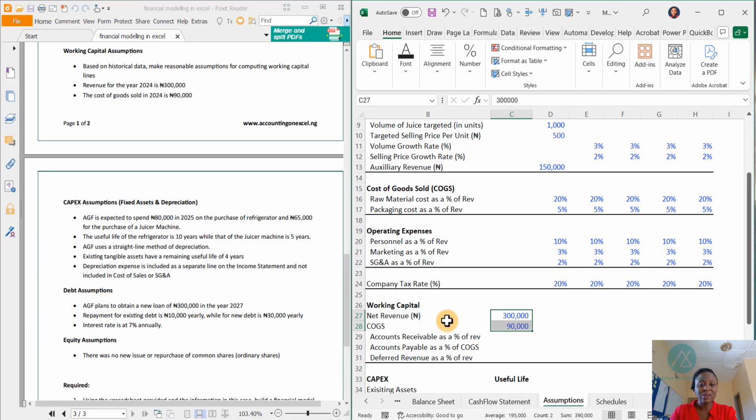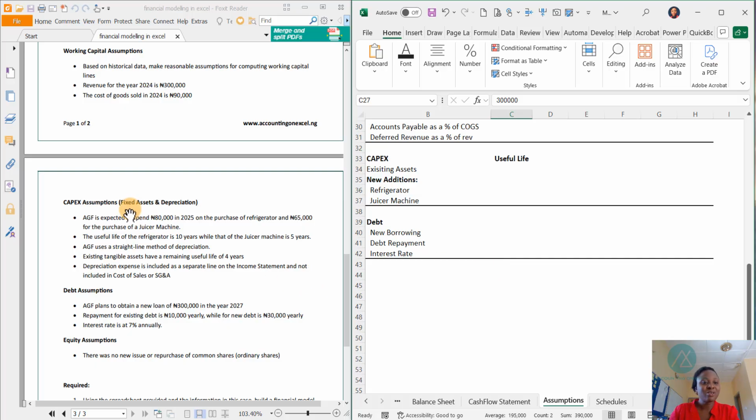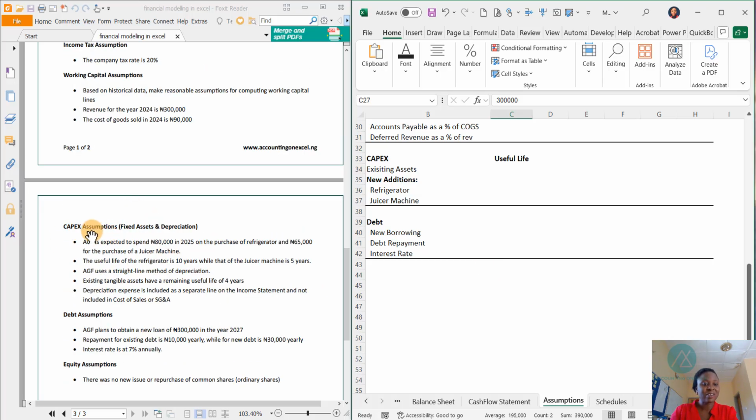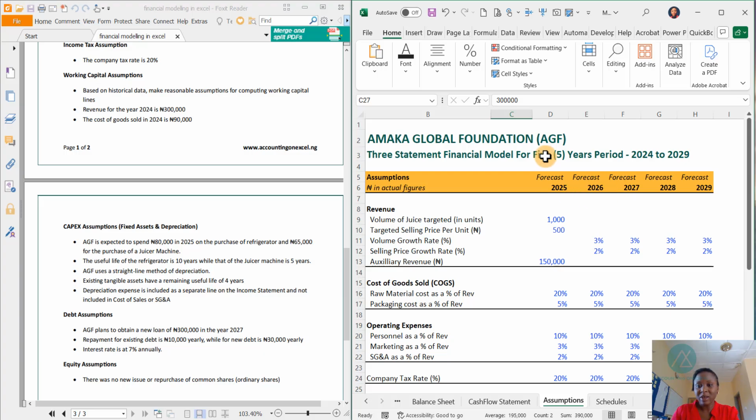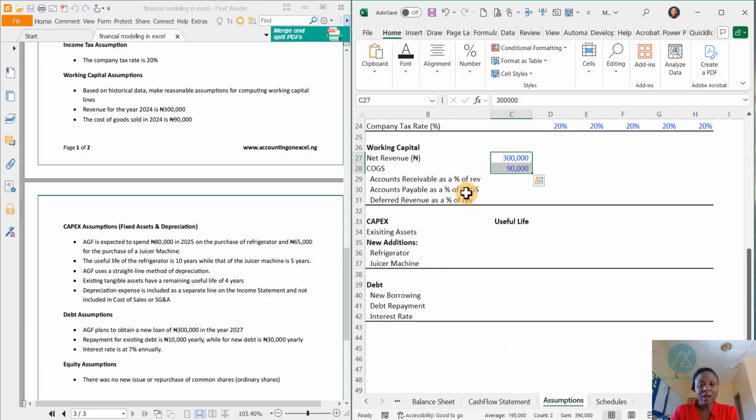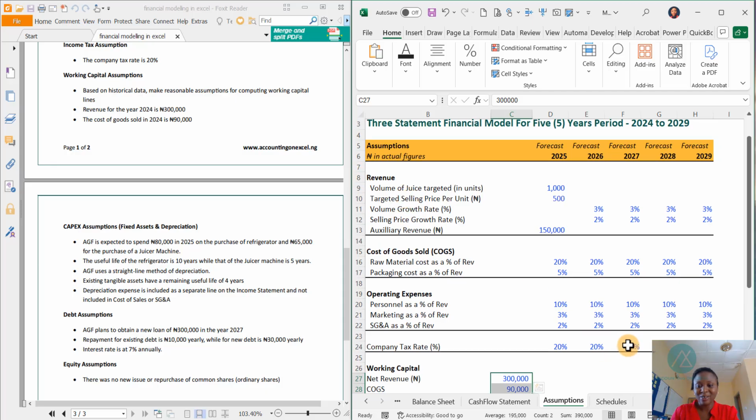Let's move down. Let's just pick all the assumptions, then we just go ahead. Now we are in this section, which is capex assumption, which is the fixed assets and depreciation. It says AGF is expected to spend 80,000 in 2025 on the purchase of refrigerator and 65,000 Naira for the purchase of juicer machine. Mind you, this business is into the production and sales of fresh juice. Remember, our column for 2025 is column D. You can even freeze so that you can be seeing it for easy scrolling.